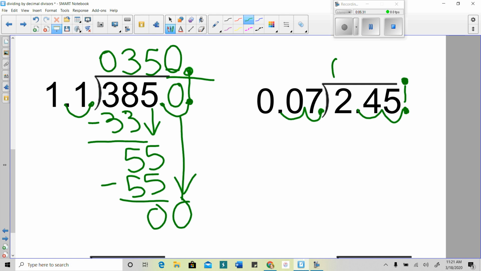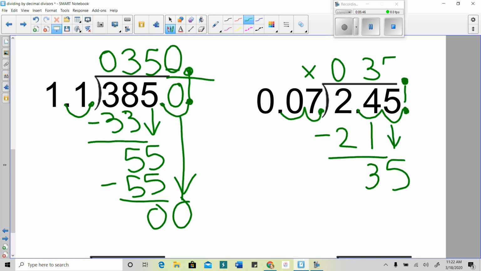So 7 will not go into 2. 7 will go into 24 3 times. Subtract 21, because 3 times 7 is 21. We get 3, drop the 5, and it will go into 35 5 times. Take away 35, and we get 0. So you should have gotten 35 on that one. So set up for your next one.